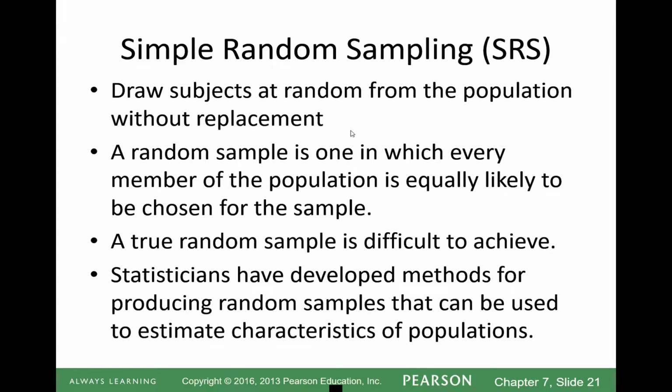So to get rid of a lot of that, they do something called simple random sampling. Draw subjects at random from the population without replacement. A random sample is one in which every member of the population is equally likely to be chosen for the sample. A true random sample is difficult to achieve. Statisticians have developed methods for producing random samples that can be used. You can have a random sample and it not be representative of the population. You can have a random sample and it's random, but it's a bad sample. It's not representative of the population.